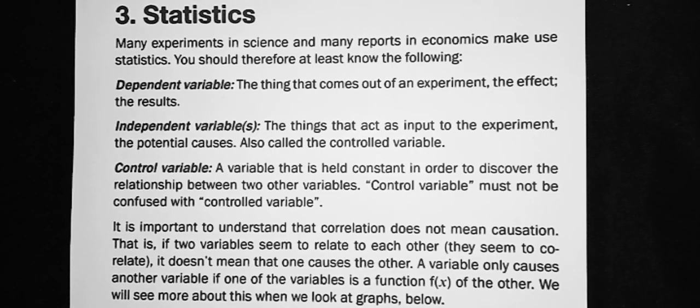Okay, so correlation is two things that seem to happen together, while with causation, one thing makes the other thing happen. It is important to understand that correlation doesn't mean causation. Correlation is a thing that doesn't make the other thing happen, while causation is a thing that makes the other happen. Correlation is when two variables seem to relate to one another.